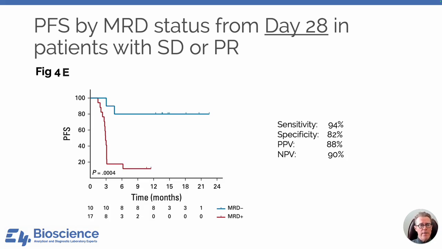Okay, so this slide looks at progression-free survival by MRD status, again from day 28, in patients with stable disease or partial remission. In this case, all we're looking at is MRD negative versus MRD positive. I think it's pretty obvious here that there's a very important and large statistically significantly different outcome in progression.